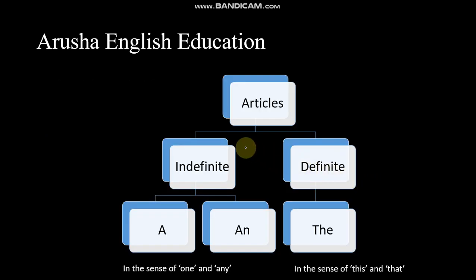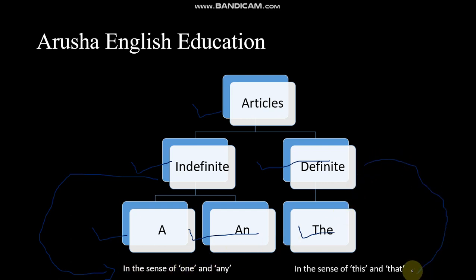Now, with the help of this chart, we will try to understand articles. Articles can be classified in two types: indefinite article and definite article. A and An are the indefinite articles while The is the definite article. We can use an indefinite article in the sense of one and any, while we can use a definite article in the sense of this and that.